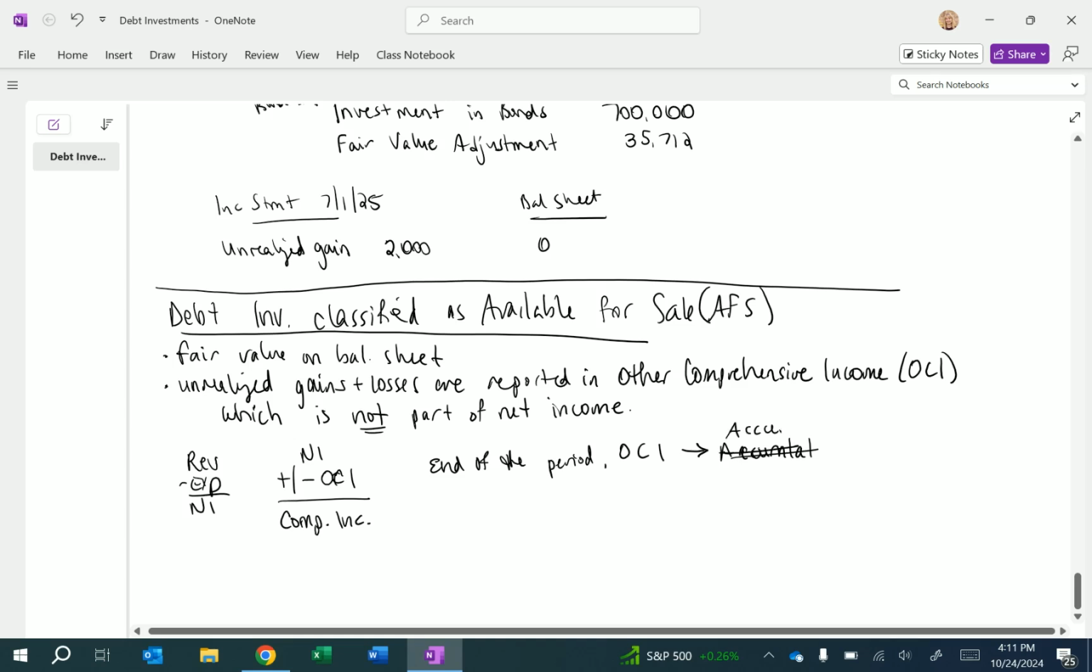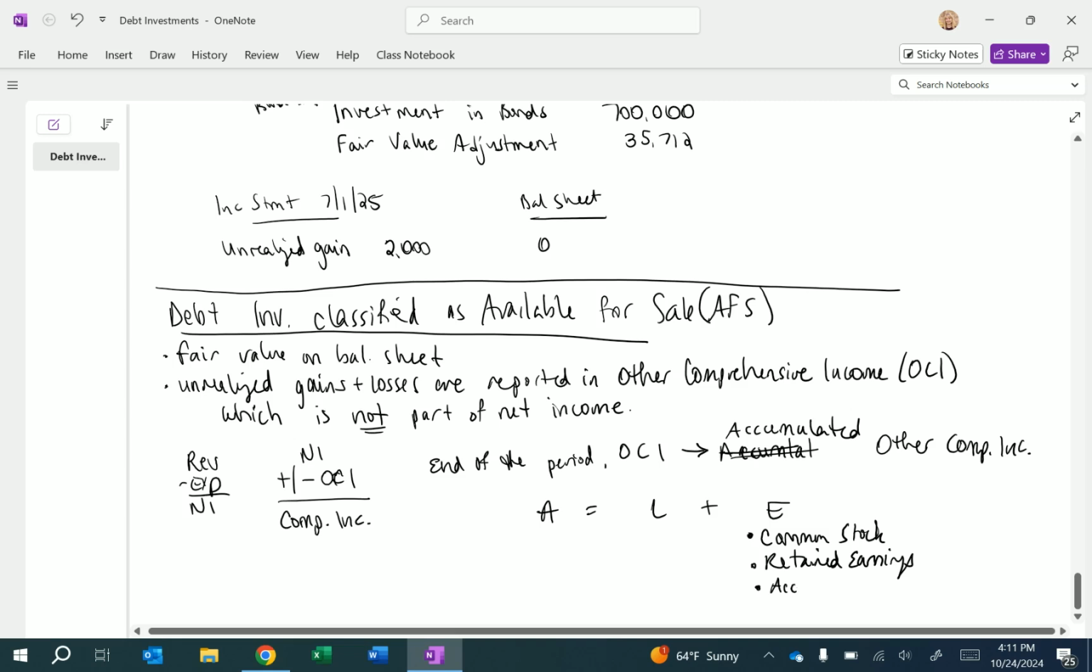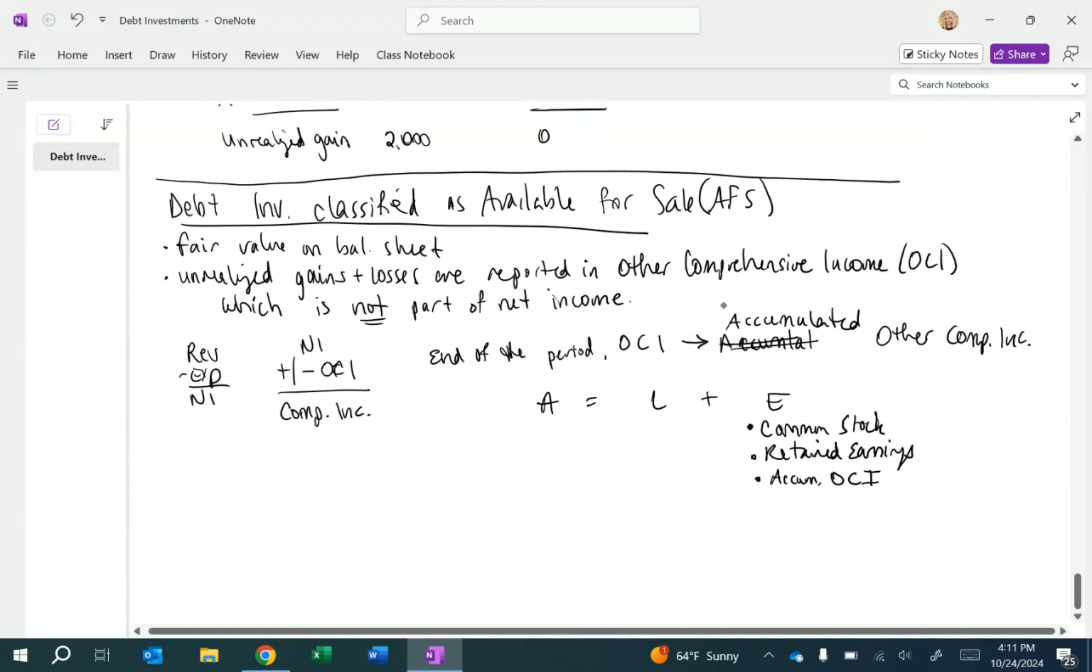Accumulated other comprehensive income. And this is a component of stockholders' equity. So assets equals liabilities plus equity. And in our equity accounts, we have common stock. Of course, we have retained earnings. And we have this other component, accumulated other comprehensive income. This is a balance sheet account, a component of stockholders' equity.